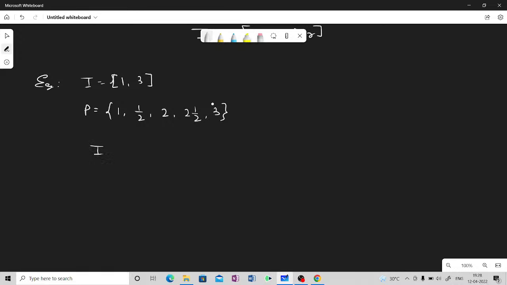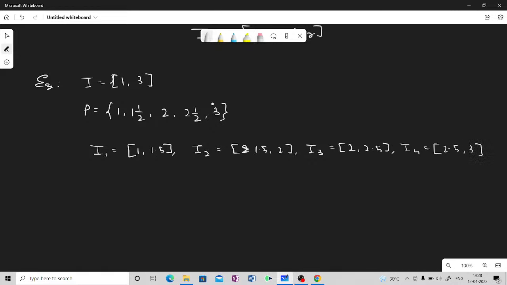So what are the sub intervals which we are going to get using this partition? We will get the sub intervals I1 as 1 to 1.5, I2 is 1.5 to 2, I3 is 2 to 2.5, and I4 is 2.5 to 3. Clear? This is x0, x1, x2, x3 and x4.